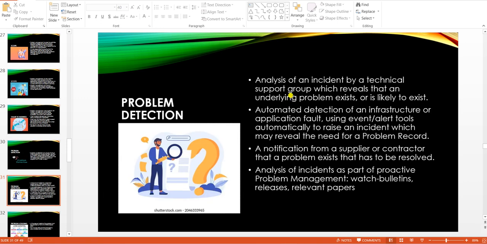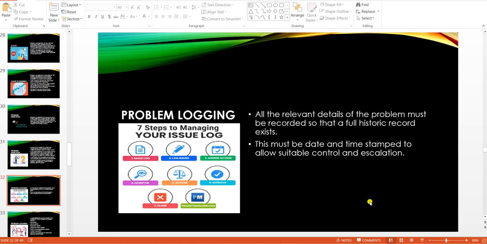Also on the next slide, problem detection can come from an analysis of an incident by a technical support group which reveals that an underlying problem exists or is likely to exist. Also, automated detection of an infrastructure or application fault using event or alert tools automatically raises an incident which may reveal the need for a problem record. It can also come from a notification from a supplier or contractor that a problem exists that has to be resolved, or from analysis of incidents as part of proactive problem management, such as watch bulletins, releases, and relevant papers.